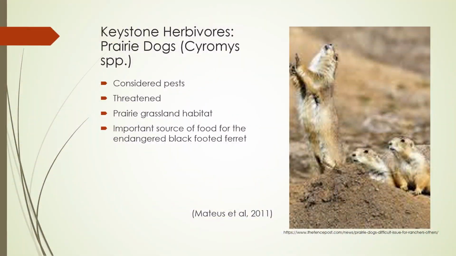Prairie dogs are found in the prairie throughout North America. There are 5 species, including white-tailed prairie dogs, black-tailed prairie dogs, Gunnison's prairie dog, Utah prairie dog, and Mexican prairie dog. They are often considered pests and are consequently threatened. They are a keystone species because they help to aerate the soil by burrowing and also serve as prey for many predators, including the endangered black-footed ferret.